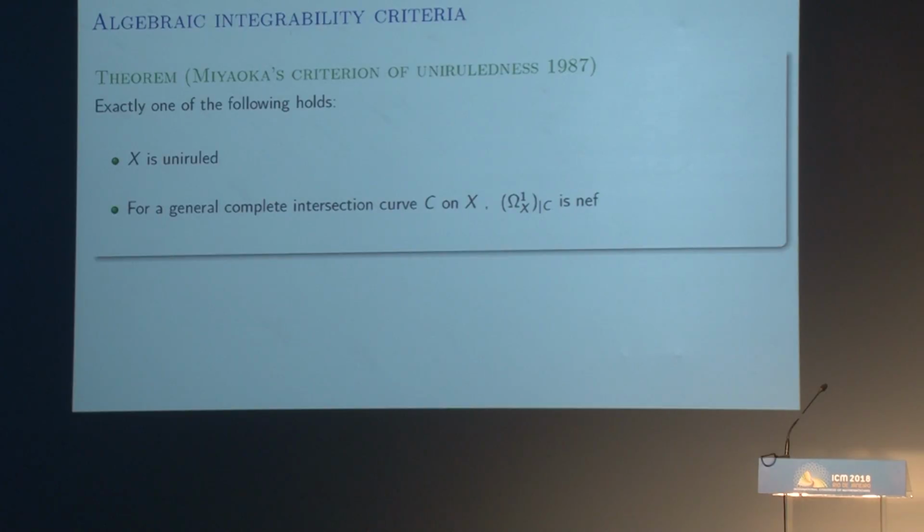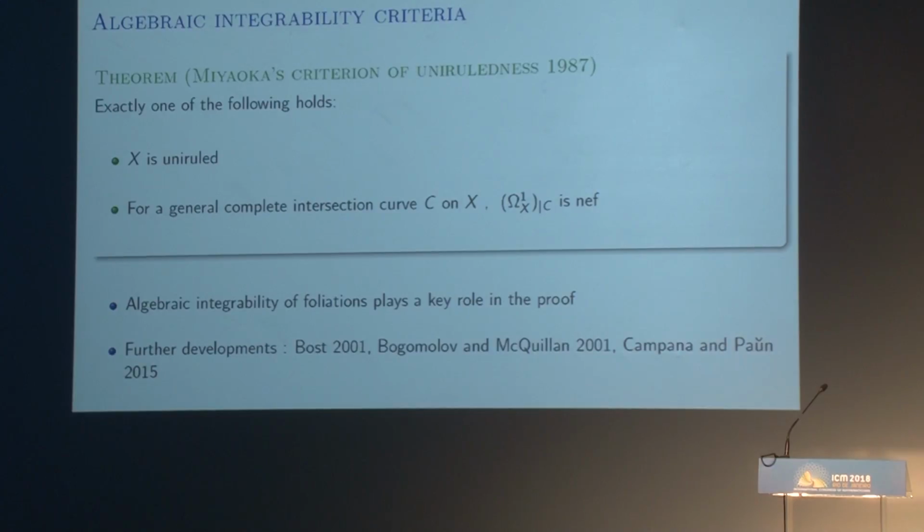This is Miyaoka's criterion of uniruledness. Miyaoka proved the following characterization of uniruledness. Either a variety, a manifold X, is uniruled, which means that through any point of X you can find a rational curve, or for a general complete intersection curve on X, the restriction of the cotangent bundle of X to this curve is nef. And it turns out that algebraic integrability of foliations, and in this case the description of the algebraic leaves, play a key role in Miyaoka's proof.